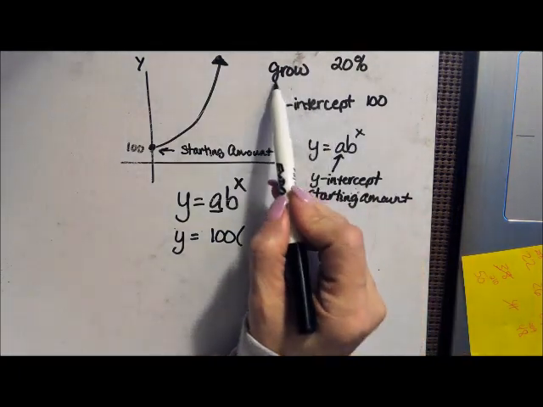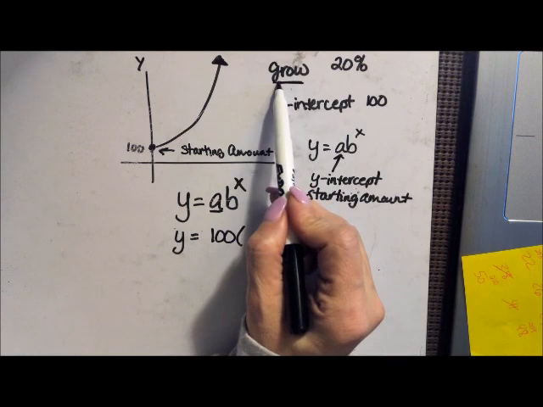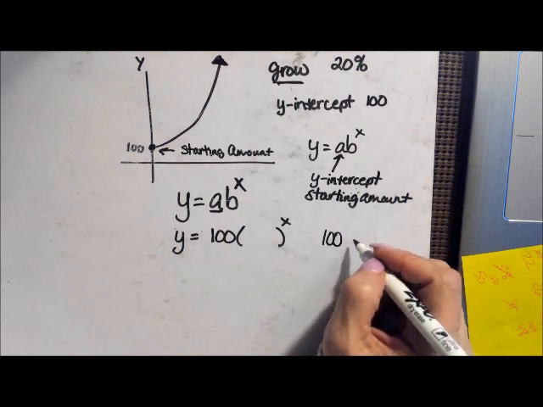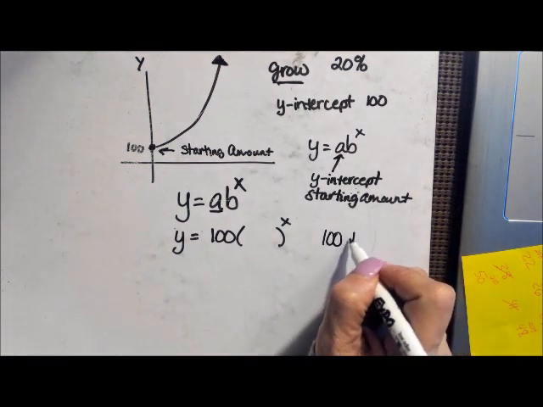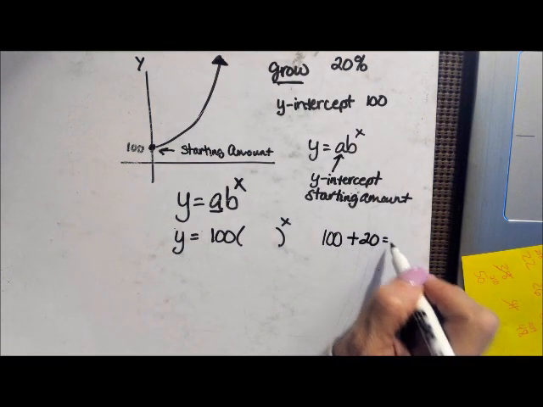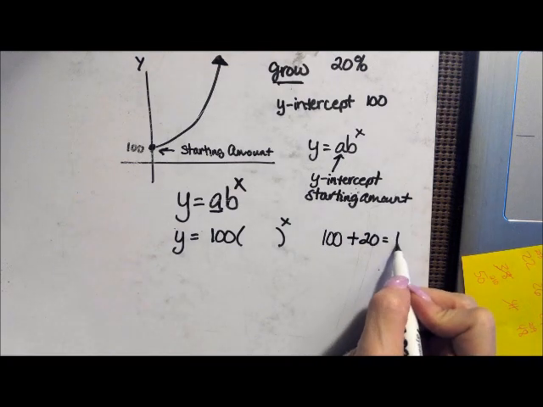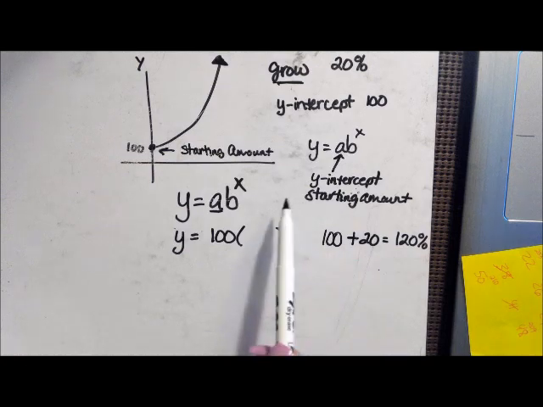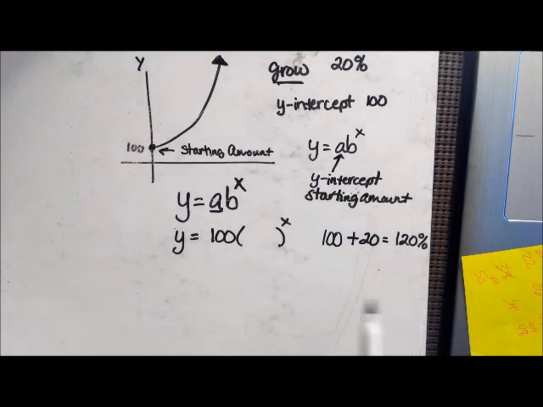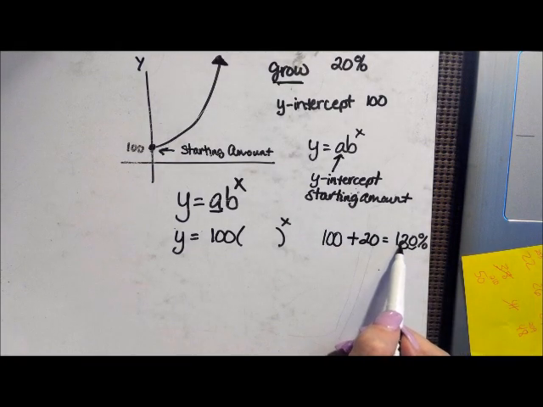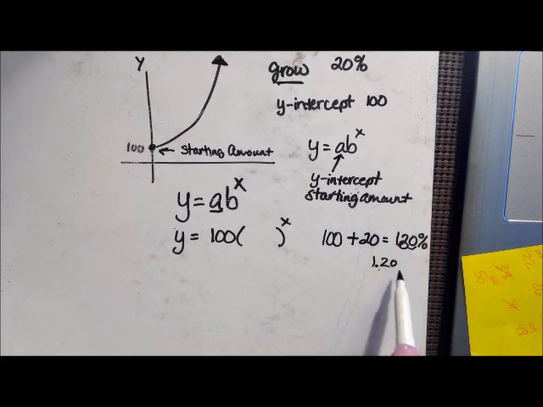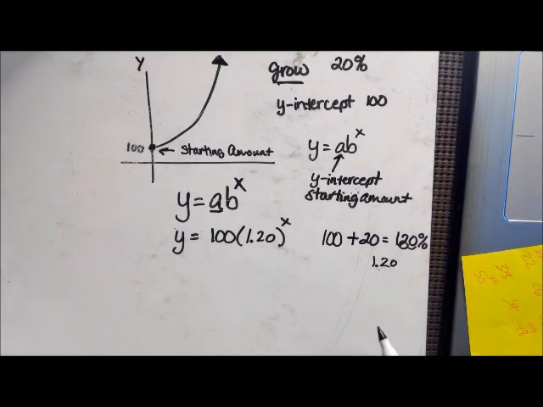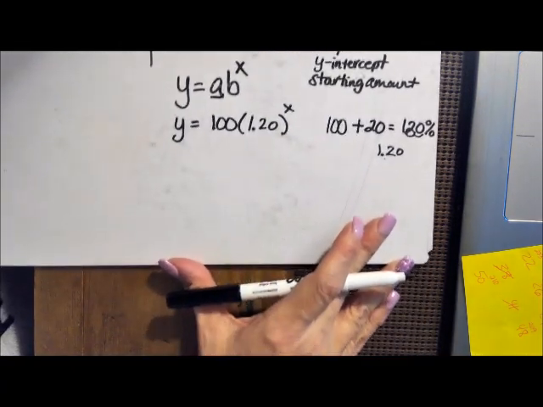Now, I'm either going to give you more, grow it, or we're going to decay it. In this case, I'm going to grow it by 20%. I take my initial 100 and I add 20% to it. 100 plus 20 is 120%. Problem is, you can't put percents into an equation. You have to change it to a decimal. So we move it over, and it's 1.20. So I'm going to come over here. What's my rate? 1.20.